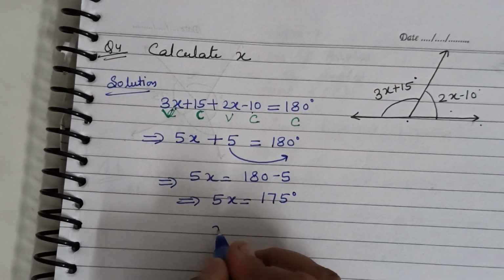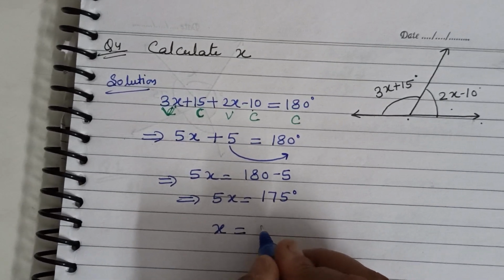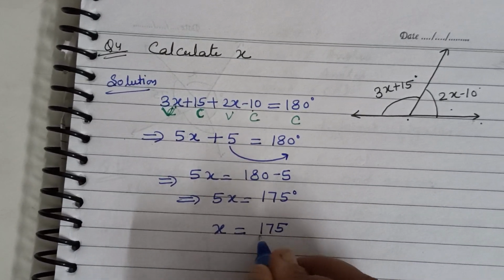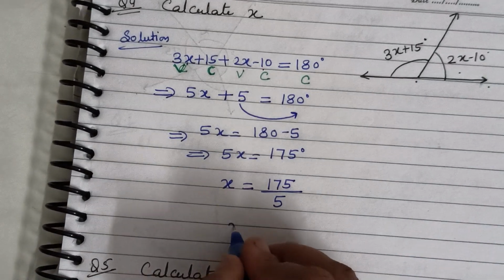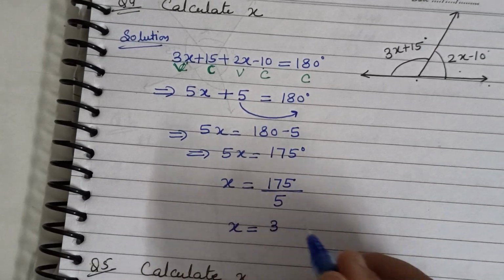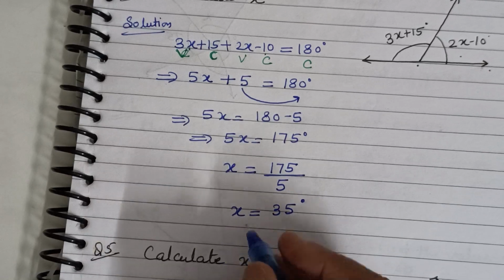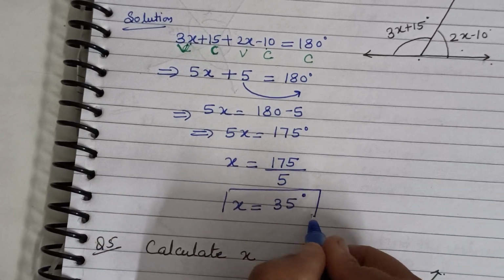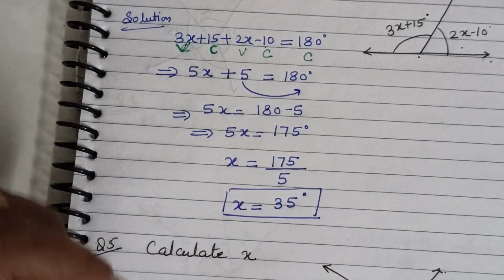Right. Now I need to find out the value of x. As 5 is in multiplication on the left hand side, on the right hand side it will come as divisor. So x equals, 5 3s are 15, 2 left, then 2 5s, 25. So x equals 35. So in this way you can calculate x.